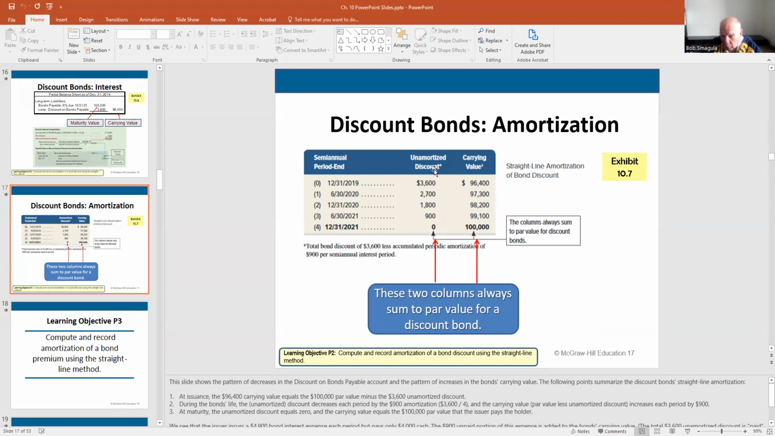Notice the unamortized discount amount is now 0 at the end of the bond, and the carrying value of the bond has now gone up to $100,000. Okay? The carrying value of the bond must be $100,000 at the maturity date. That's what the amortization is all about, turning the unamortized discount or premium into interest expense. Straight line, very easy method.